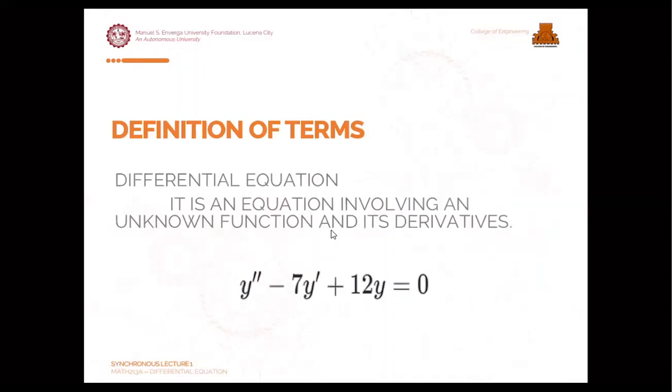So when we see variables na may prime sa kanya, it means siya yung mga derivative ng function natin. And then yung function na hinahanap natin or yung given function natin is itong y na to, which is yung tinatawag nating dependent variable natin. Okay? So ito yung sample ng differential equation na we have a combination ng derivative niya and yung kanyang function.